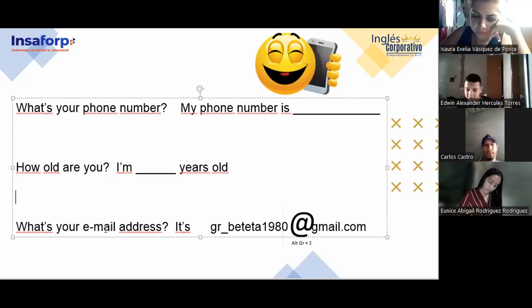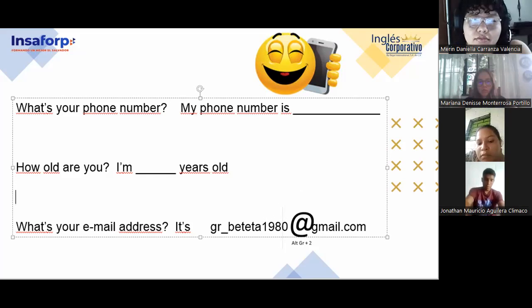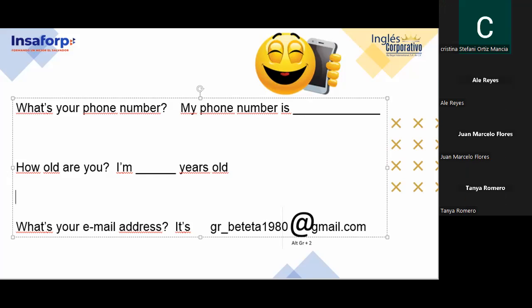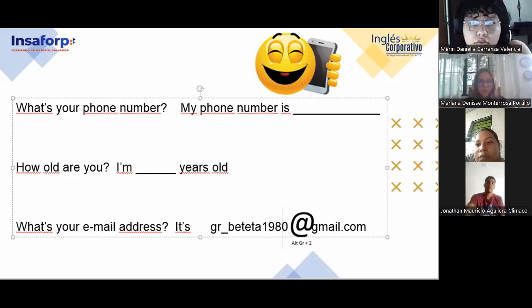Vamos a ver, así rapidito, practiquemos. A ver, tenemos por ahí, ya lista, la tenemos a... Ya le puedo decir, Mariana está lista. A ver, muy bien. What's your email address? What's your email address? Monterrosa. Okay.